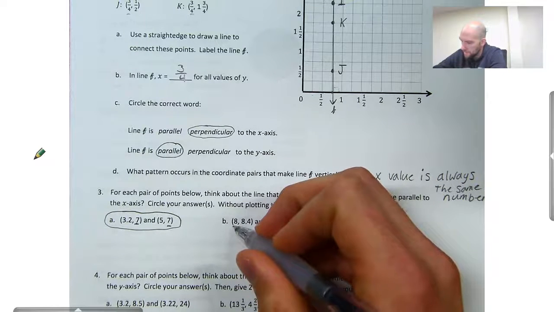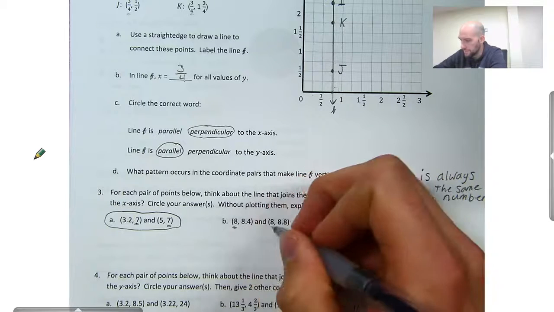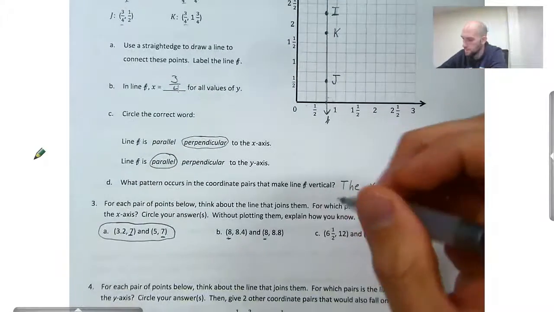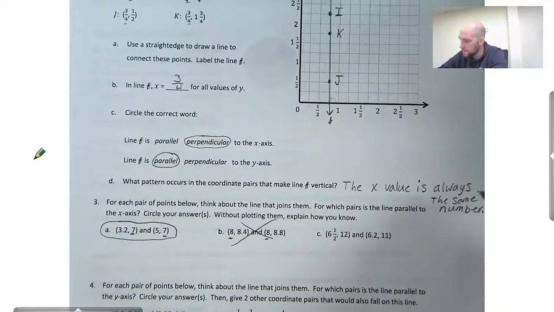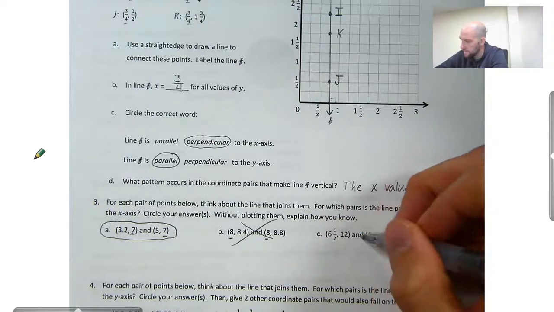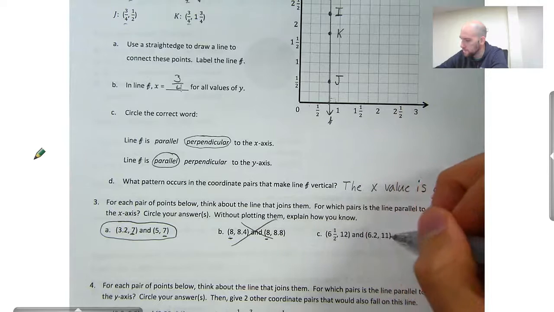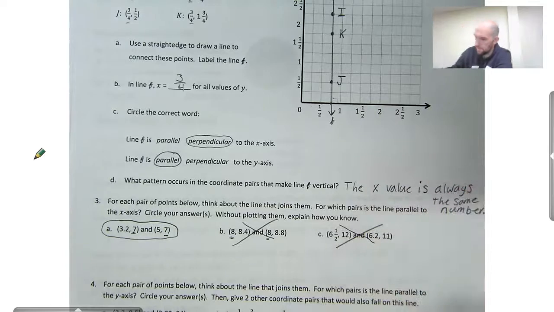Next one we have 8, 8.4, and 8, 8.8. Well, our x values are the same, so this is going to look a whole lot like the line up here. That one's going to be perpendicular to the x-axis, so that one is not parallel to the x-axis. And then our last one here, we have 6.5, 12, and 6.2, 11. Those don't have anything in common, so that one's also not going to be parallel to the x-axis. So just letter A.